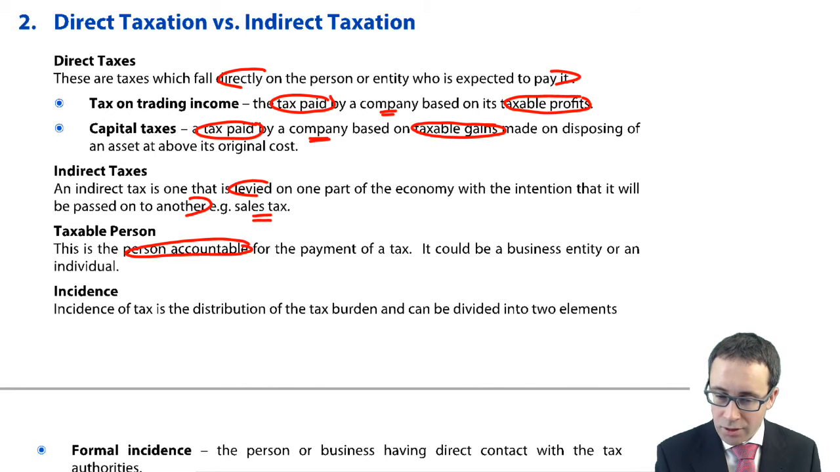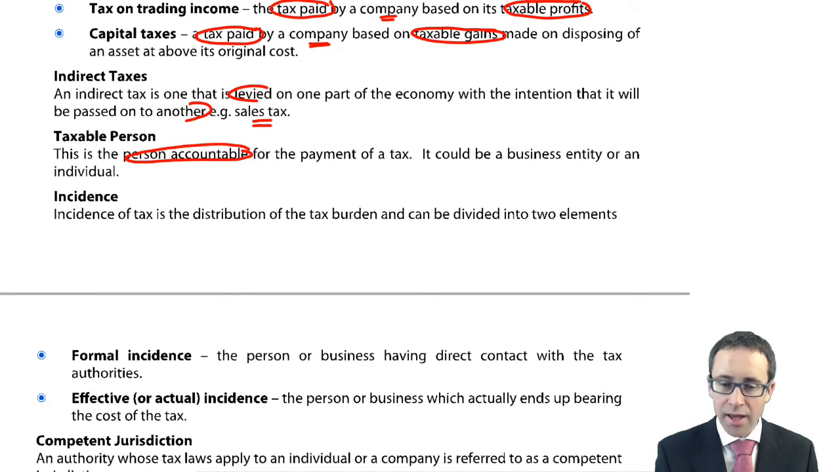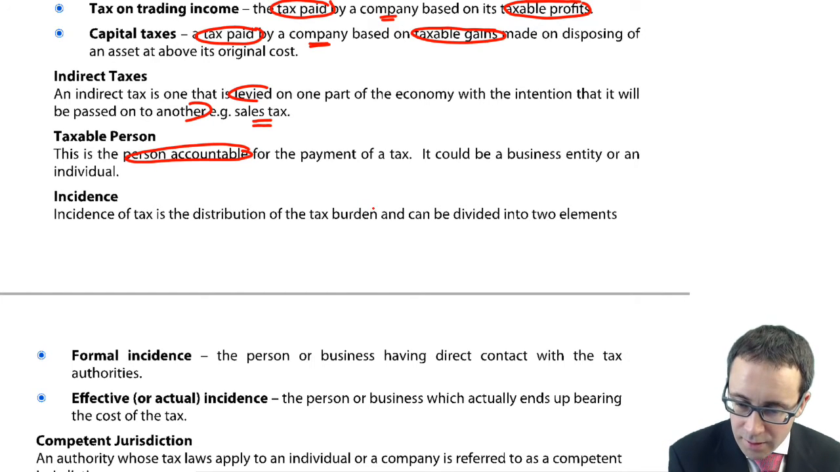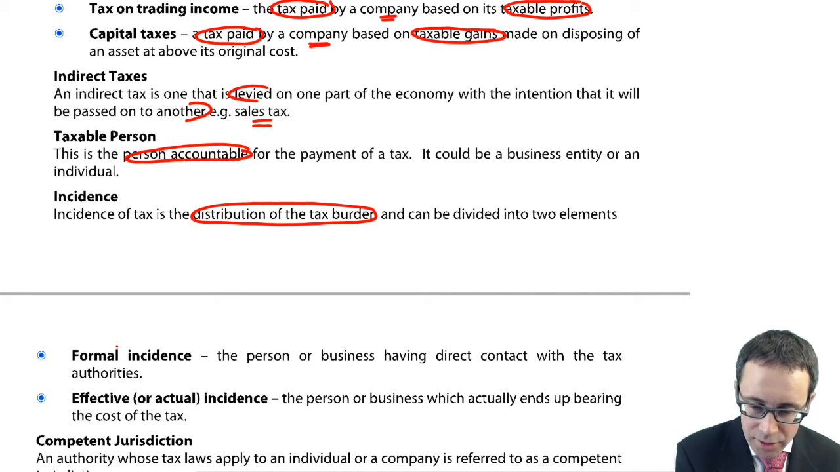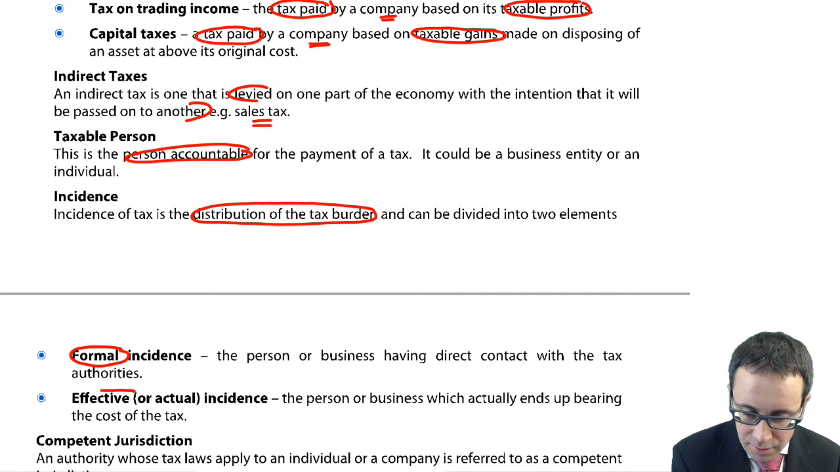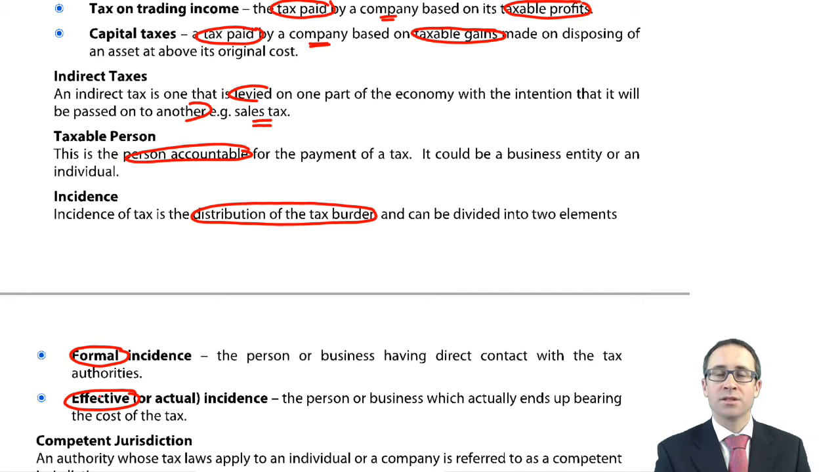Other bits that you've got there talk about incidence. Incidence is looking at what's referred to as the distribution of the tax burden. Okay, so we talk about the taxable person being the person who is accountable for the tax, but when we look at incidence, that's looking at who actually pays the tax finally to the government, but also who is responsible, if you like, for the overall tax expense, who bears the cost of paying the tax. Okay, and what you've got there is formal incidence and effective incidence.